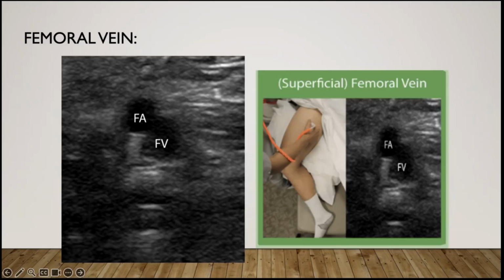So working our way down still, the great saphenous comes off of the common femoral, and then the common femoral gives rise to the femoral vein as well as the deep femoral, and then here you see the femoral artery as well. So again, the artery being the more lateral one there.